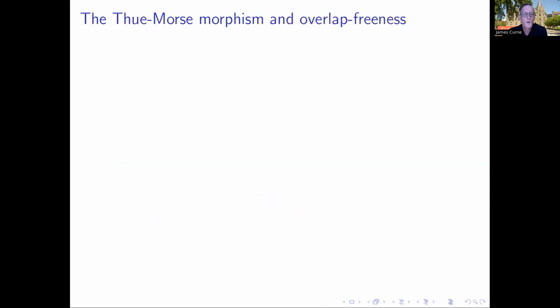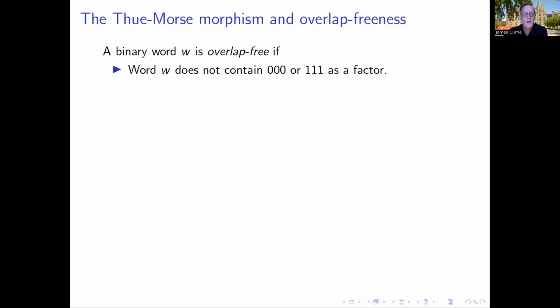Now, the Thue-Morse morphism is strongly related to overlap-freeness. Now, there are many ways to characterize overlaps and overlap-freeness. I'm going to do it in a slightly eccentric way, just on a whim. A binary word W is overlap-free if it doesn't contain 0, 0, 0, or 1, 1, 1 as a factor, and it doesn't encounter the pattern XY, XY, X.